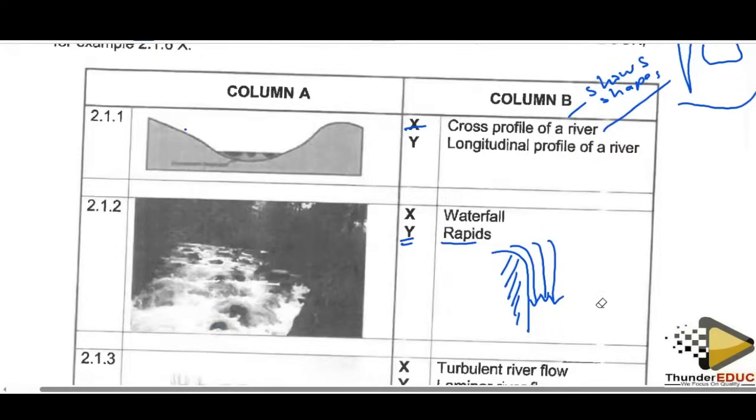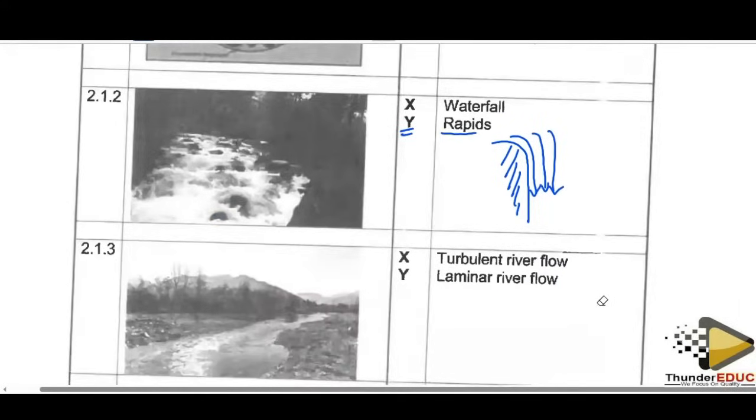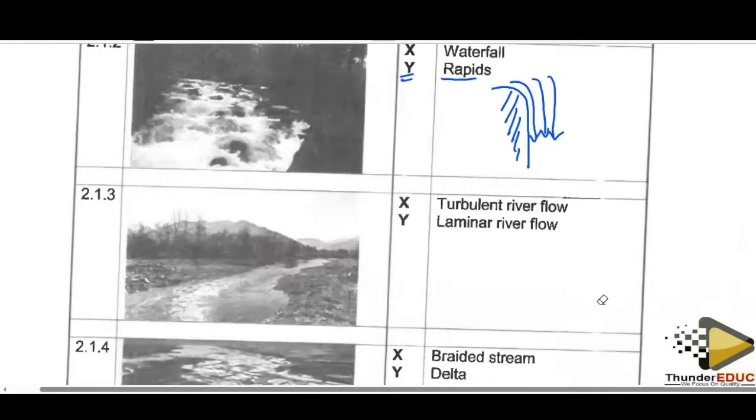Then 2.1.3, they say X is turbulent flow, Y is laminar flow. So for this case, our answer will be laminar flow, which is Y. The laminar flow.